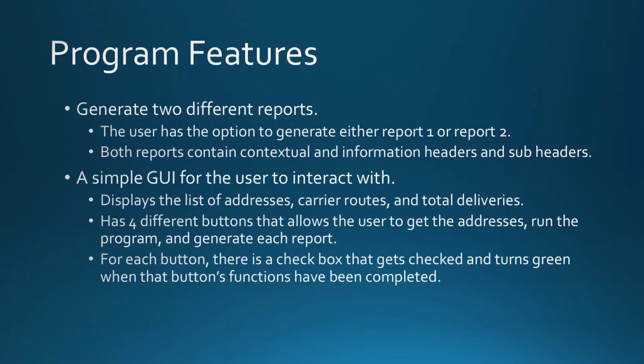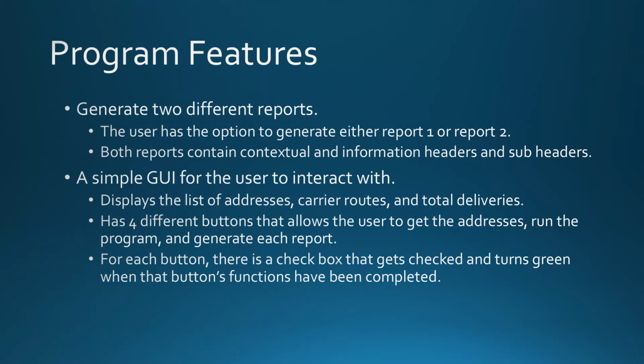We also generate two different reports here. The first report contains a list of addresses and the carrier routes. The second report contains the list of carrier routes and the total deliveries for each of those carrier routes. Both reports contain contextual informational headers and subheaders. A simple GUI is also implemented to allow the user to interact with the program.